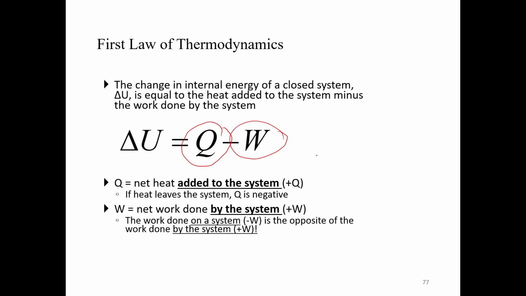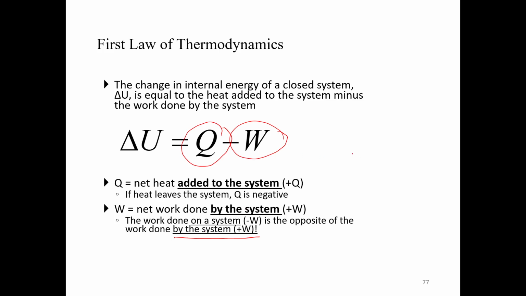That means work added to the system is minus, whereas work rejected from the system is plus, right? In the W term, work done by the system is plus. Again, work done by the system is plus, and work done on a system is minus, right?